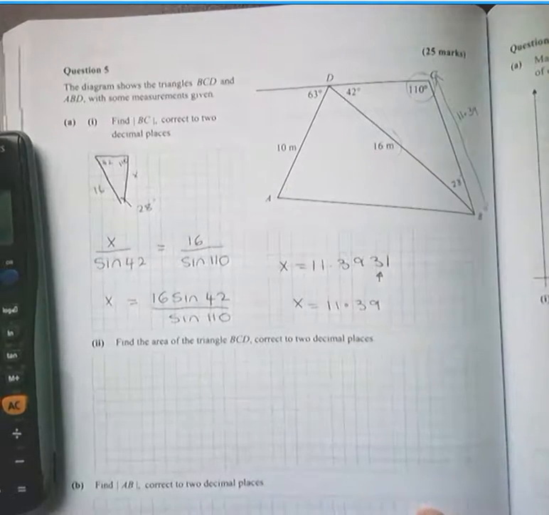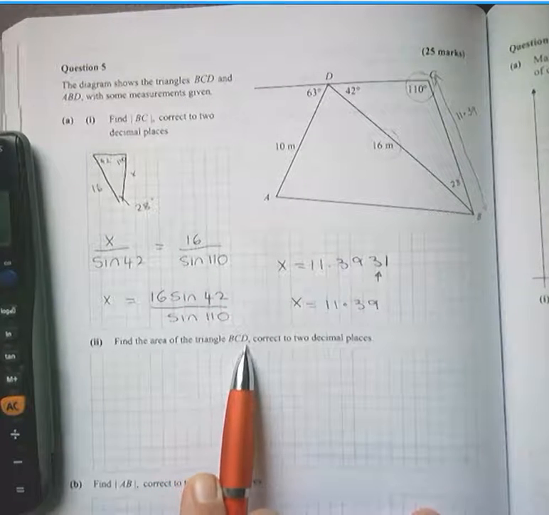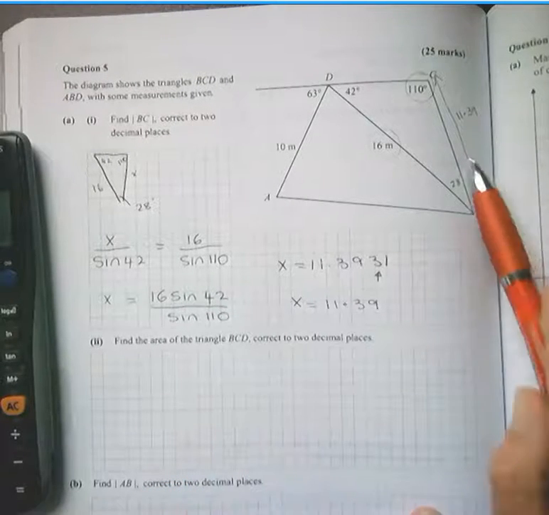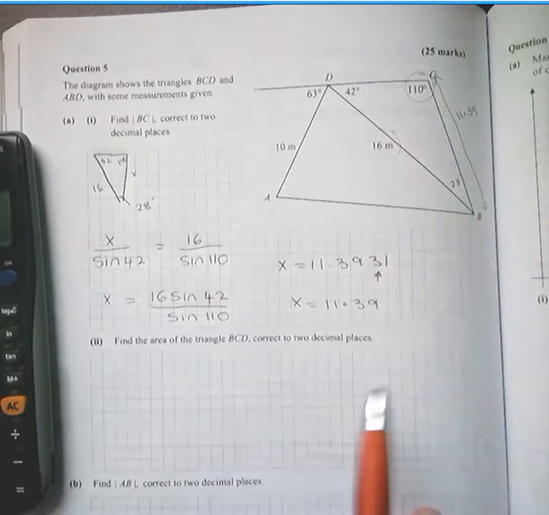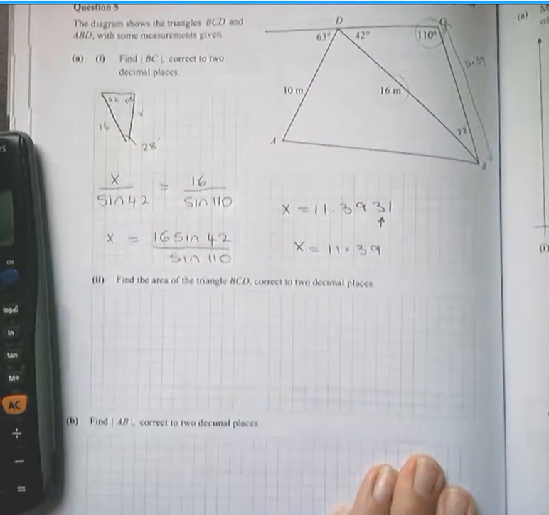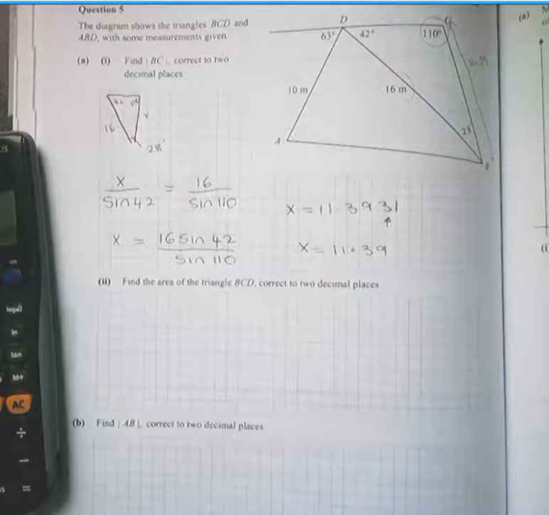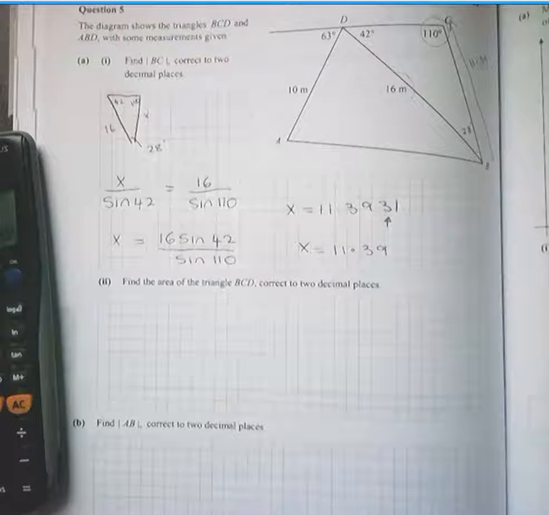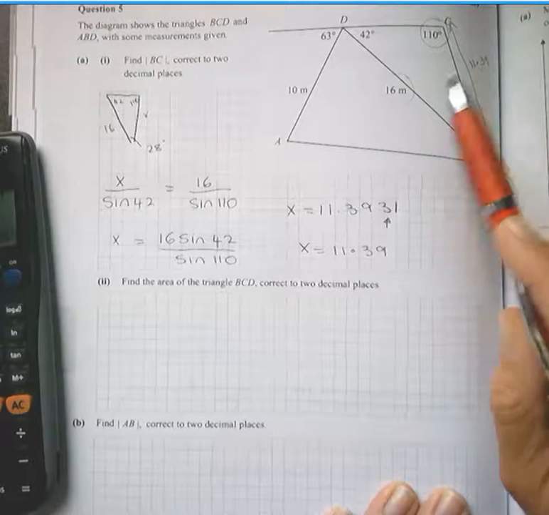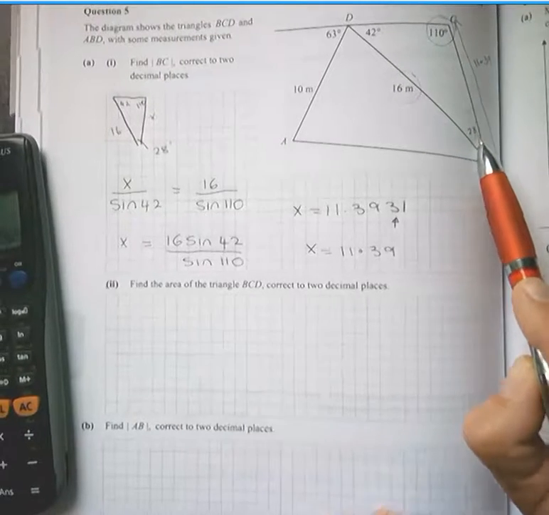and I will then fill it in on my picture, so 11.39. The next part, it asks me to find the area of the triangle BCD. So we're still dealing with this little triangle, and I want to find its area. It's not a right angle triangle, so I do not have a perpendicular height. So the formula to find the area is a half AB sine C formula. So half a side by the sine of the angle in between. So I now have this side, and the angle in between is this one, which I also found.